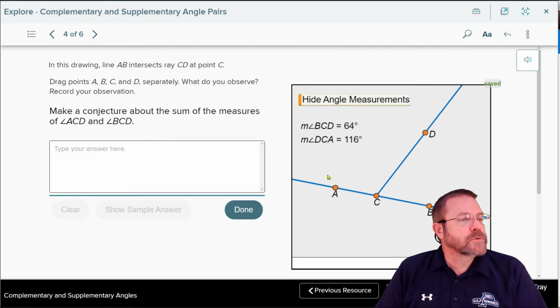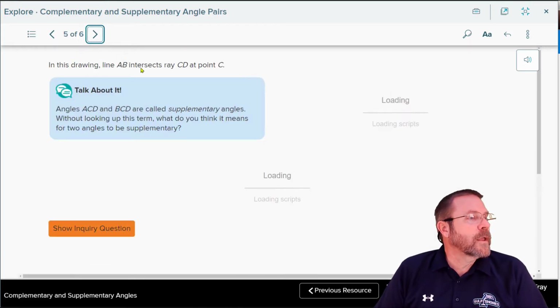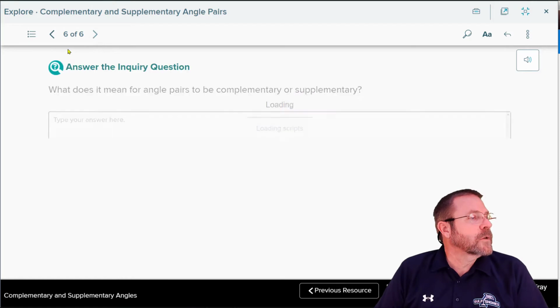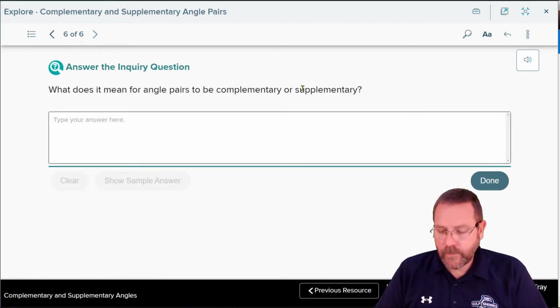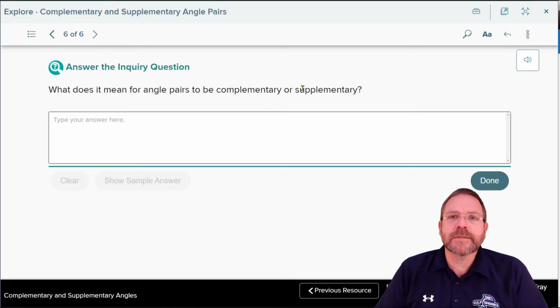From here, they're also going to be looking at supplementary angles, where now we're going to show the measures of angle BCD, that's this one here, and angle DCA, that's this one here. And what do you get when you add those two angles together? You're going to get a straight line, and a straight line is a measure of 180 degrees. And these are what we know as supplementary angles. Let's see, do they have a definition there? Yep, we'll probably find that in the next set of slides.